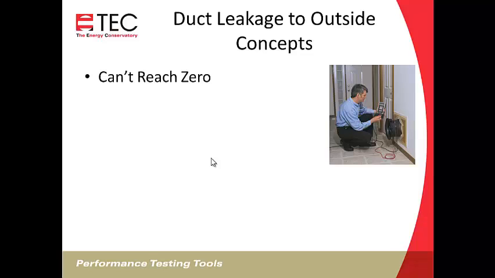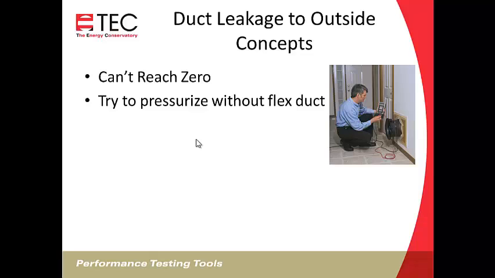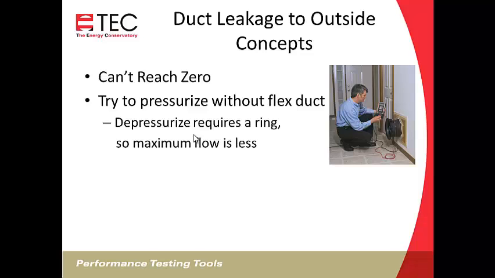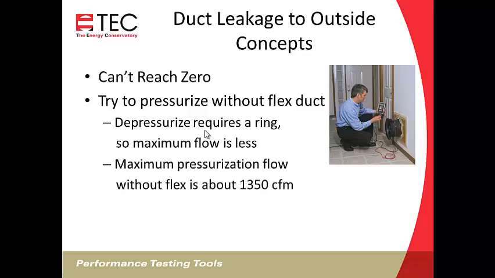If you have really leaky ducts, it's possible that you won't be able to reach zero. You've got the duct blaster fan cranked and you can't reach zero. In those cases, one of the options is to pressurize without the flex duct. Without the flex duct, you'll get more flow, because when you pressurize, it doesn't require a ring. Whenever you're depressurizing, you need to have a flow ring on to get an accurate reading. But with pressurization, you don't need to. With a ring on, obviously your maximum flow is going to be less. So that's a way where you're able to get more flow.